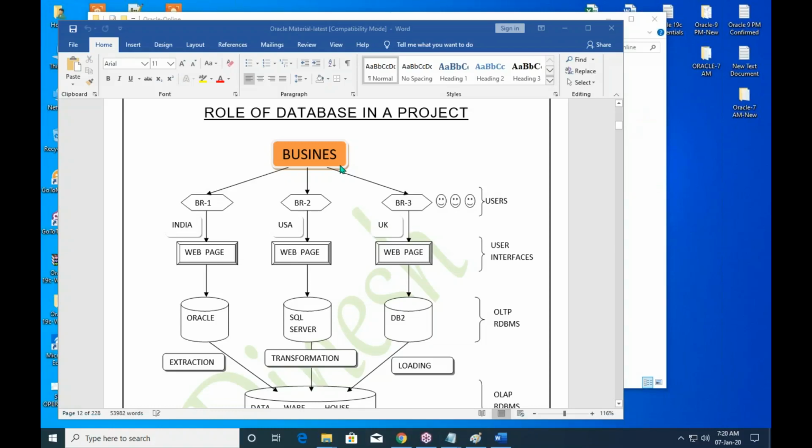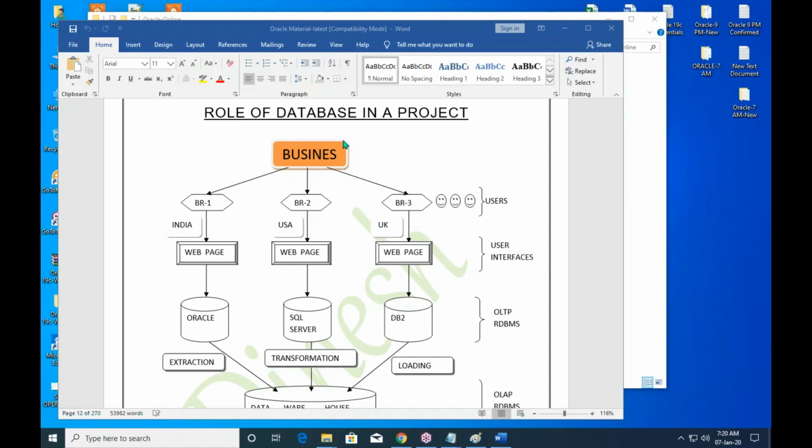The first point for today is the role of database in a project. Generally, don't memorize the subject by heart. My advice is don't memorize the subject. Think about any one business. Automatically, you will understand all concepts in your database. Let us see.